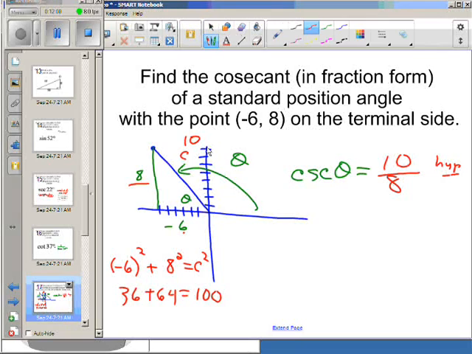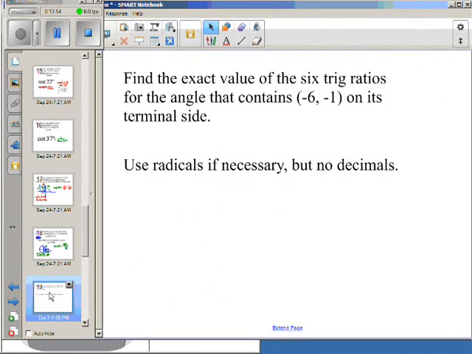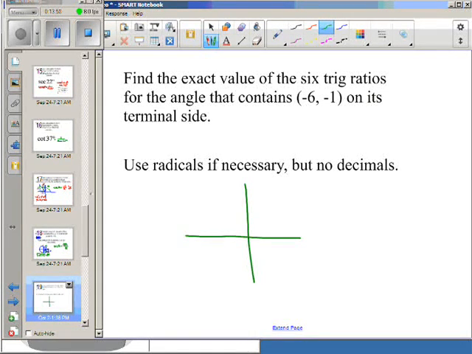Opposite, because it was the reciprocal of sine. One more, and then we'll jump into a new kind of problem. So a little more practice. Maybe you should try this one on your own, see what you get. So I'm going to do negative 6, negative 1.